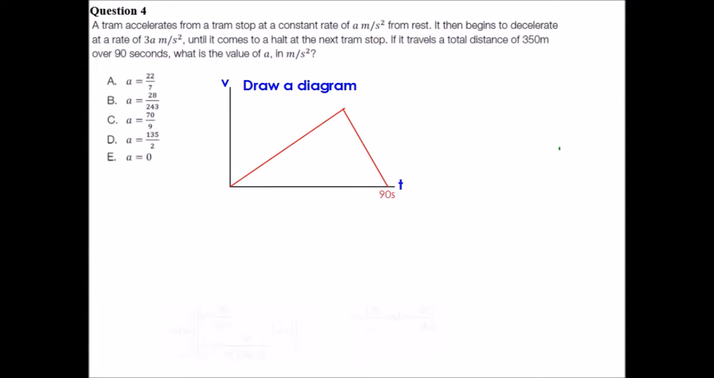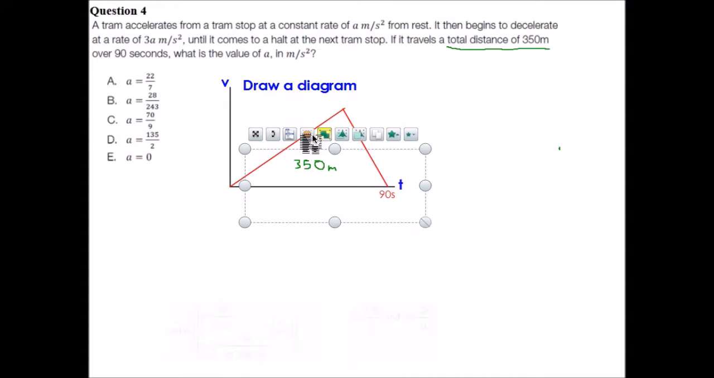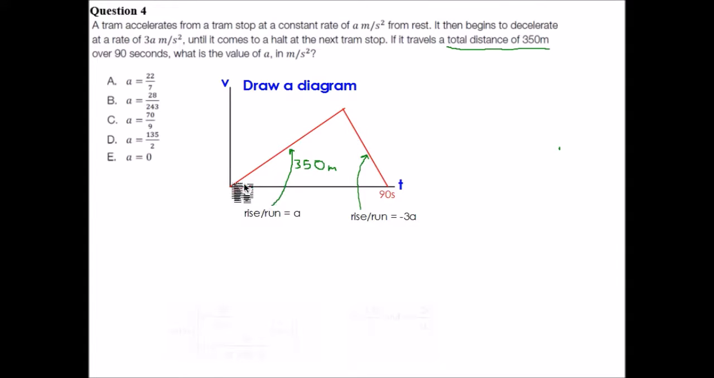Okay, and what we have here, the total distance, well, that's the area under the curve. So 350 meters is this area under the graph. Making sure we label our parts. When we think about acceleration, we're talking about the rise over run of this line being a units, and this one is negative 3a units.